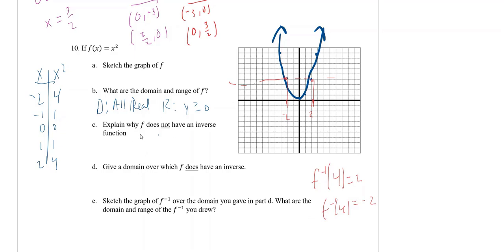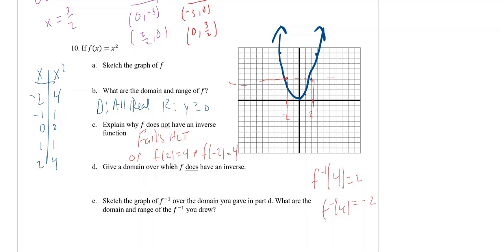So for this, you can say it fails the horizontal line test, or you can say that f of 2 equals 4 and f of minus 2 equals 4. That's the problem. And you could pick another pair, 1 and minus 1, or a half and minus a half. All those symmetric pairs of inputs will have the same output.